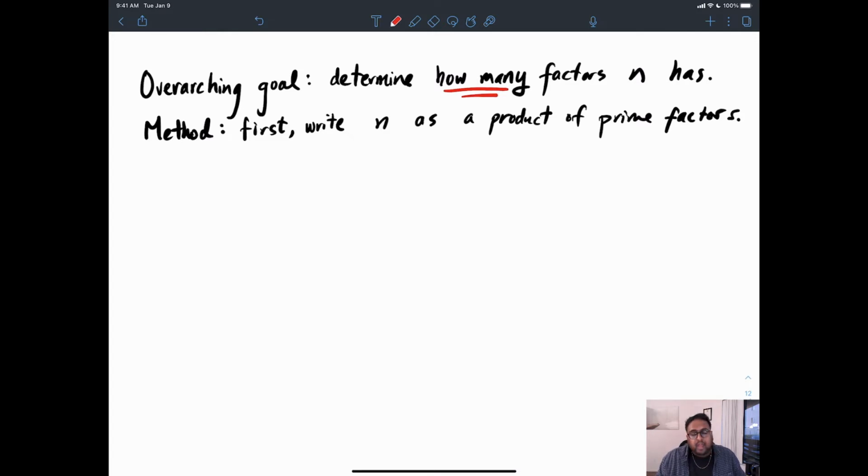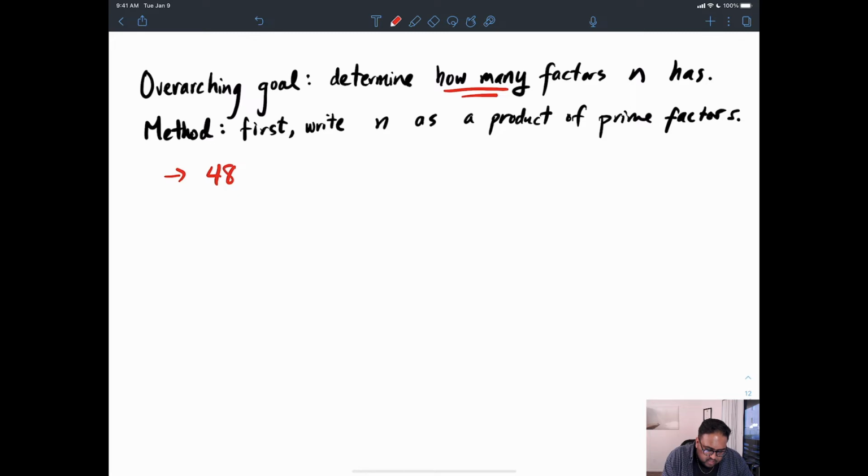And the way that we're going to do it involves prime factoring n. Or in other words, it involves writing n as a product of prime factors. So let me show you a little bit more about what's going on here. As the question mentions, the fundamental theorem of arithmetic states that we can write any natural number bigger than 1 as a product of prime factors. Let's look at a few examples.